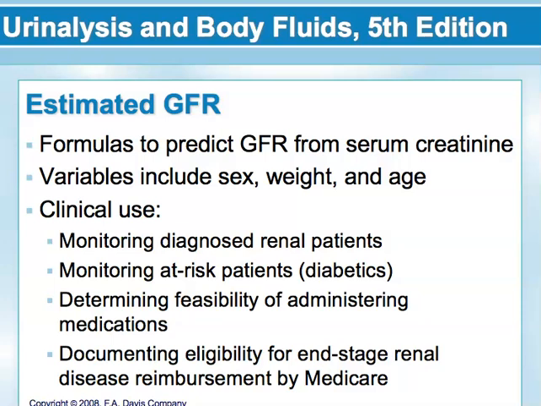The estimated glomerular filtration rate uses formulas to predict the glomerular filtration rate from the serum creatinine results. Variables for this method include sex, weight, and age of the patient. This method is useful when you're trying to monitor diagnosed renal patients or patients considered to be at risk. Diabetic patients would be considered at risk. Also in determining the feasibility of administering medications. So just trying to decide, will the patient be able to process the medication properly?